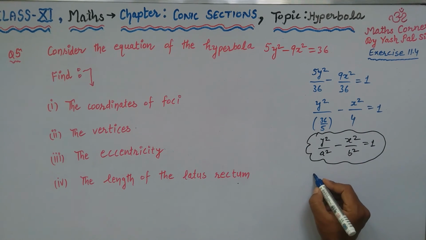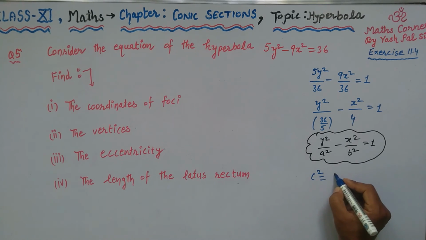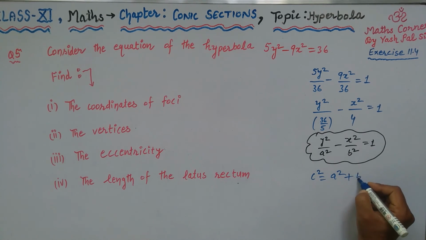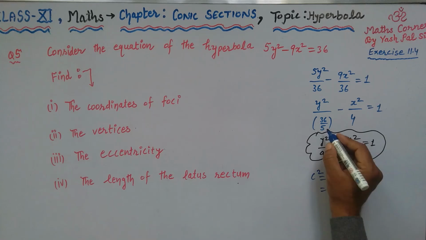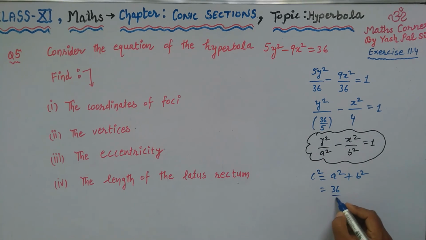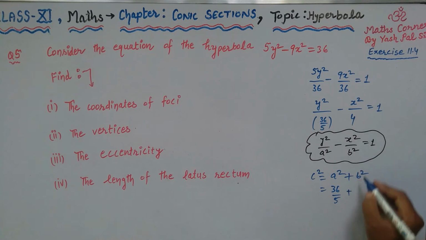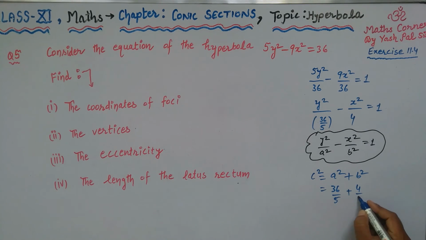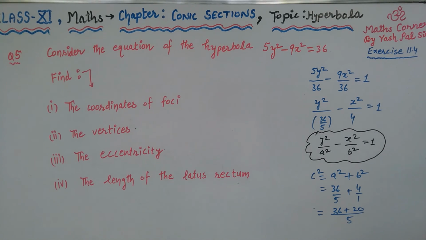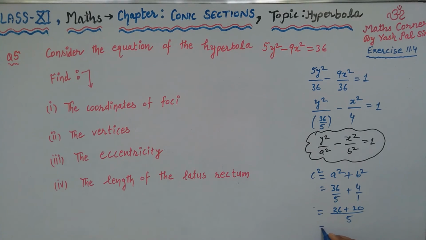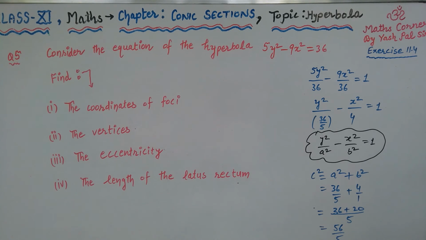So what is c square? The rule says c square is equal to a square plus b square. What is a square? This is 36 upon 5. And b square is 4. Taking LCM, 5 as the LCM, we have 36 plus 5 into 4, 20, right? So that means we have 56 upon 5.